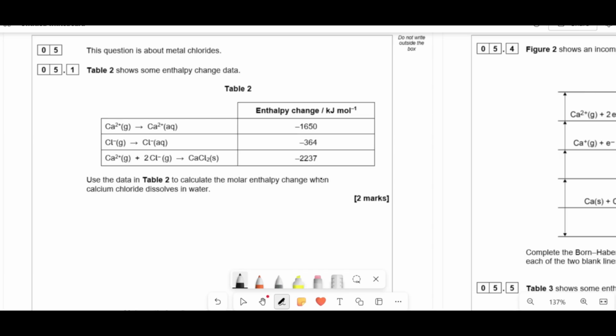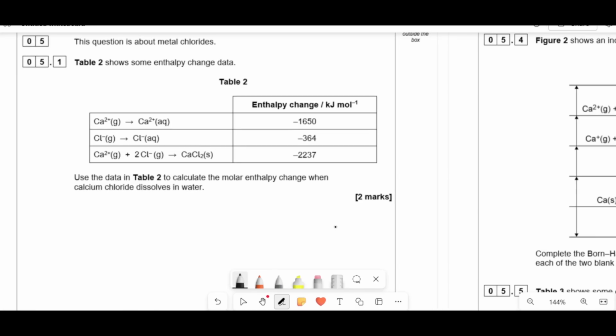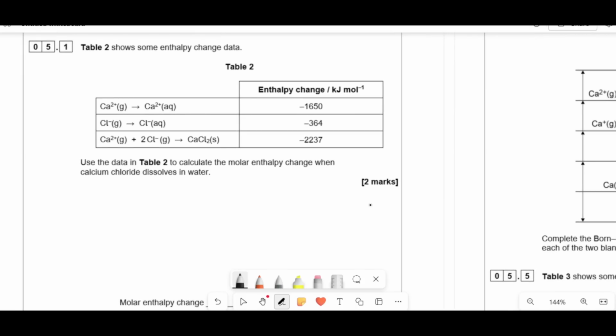This question's about metal chlorides. Here's some enthalpy change data. Now, if you know me personally, or have seen any of my other videos, I always hate on how people do this. I think it's a load of crap the way people do these by memorizing every single possible cycle in the universe. I think that's a terrible way of doing it. All you do is look at the overall equation that you want and make sure everything is in it, first of all. So number one, they're saying find the molar enthalpy change when calcium chloride dissolves in water. So you should think, that's the enthalpy change I want to find.